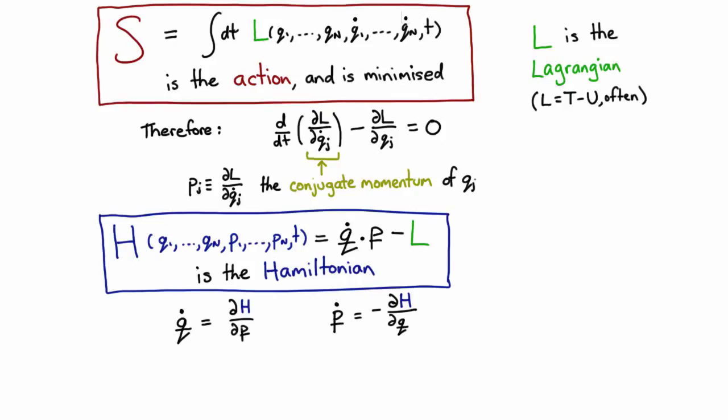The story so far. We have a physical quantity called the action, which is the time integral of the Lagrangian, which is sometimes the kinetic energy minus the potential energy, but not always. But this thing called the action is minimized, and that's a fundamental physical principle that guides basically everything in physics.